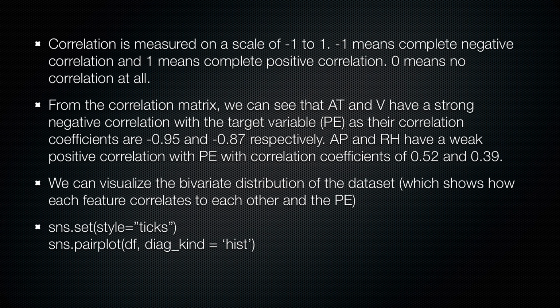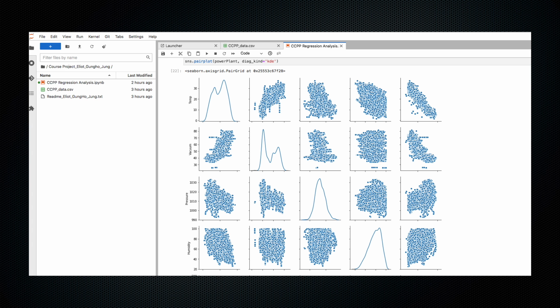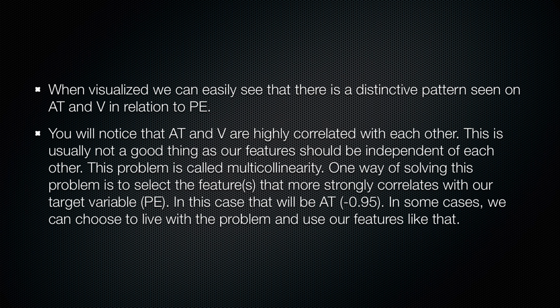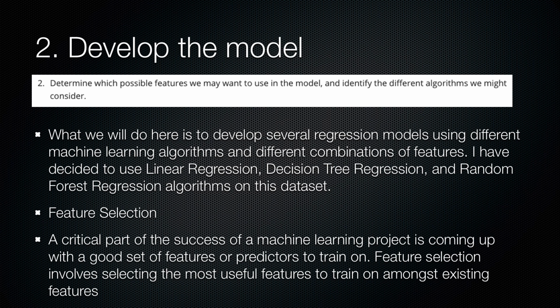Correlation is measured on a scale of -1 to 1. -1 means complete negative correlation, and 1 means complete positive correlation. 0 means no correlation at all. When visualized, we can easily see that there is a distinctive pattern seen on AT and V in relation to PE. 2. Develop the model.